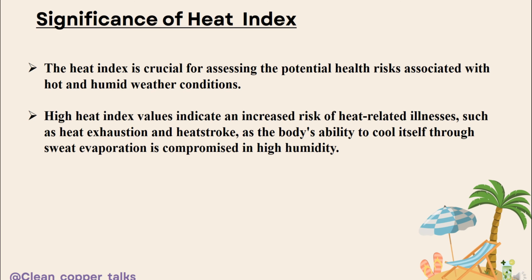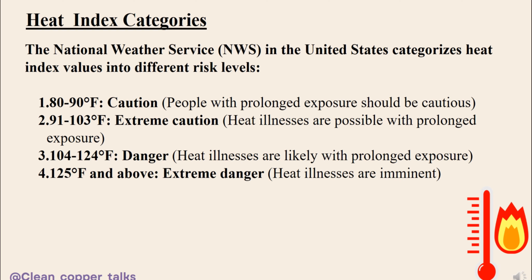Now, coming to categorization of heat index, the National Weather Service in the United States categorizes it into four categories. If it is between 80 to 90 degrees Fahrenheit, general caution should be observed. If it is between 91 to 100 degrees Fahrenheit, extreme caution should be observed. If it is between 104 to 124 degrees Fahrenheit, danger is there, and if it is more than 125 degrees Fahrenheit, then extreme danger is there, and heat illness is imminent. So these are the categories given by the National Weather Service for heat index.